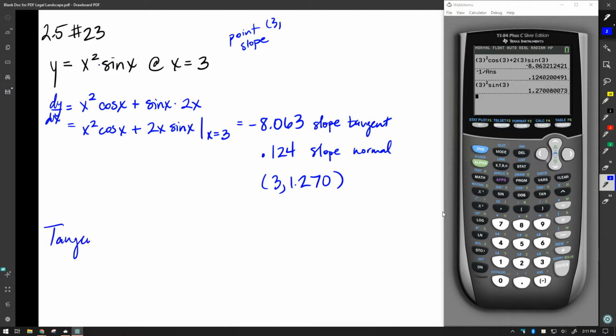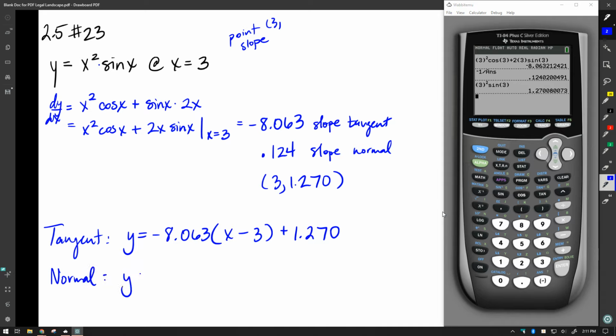All right, so it's time to write the equations of the line. The tangent line is going to have an equation in point slope form of y equals the slope, which is negative 8.063, times x minus 3, there's the x value of the point, plus 1.270. And then for the normal line, we have y equals the normal slope, which is 0.124 times x minus 3 plus 1.270. There's number 23.